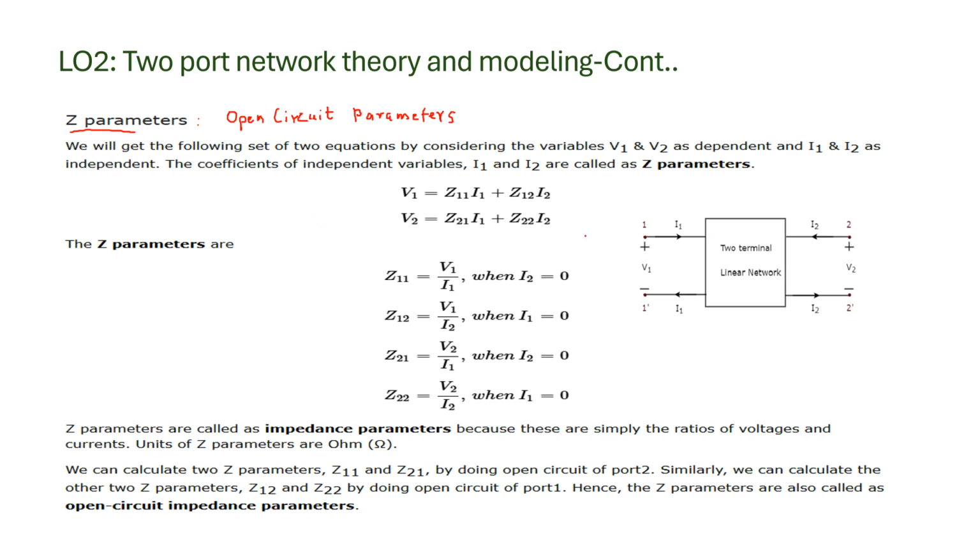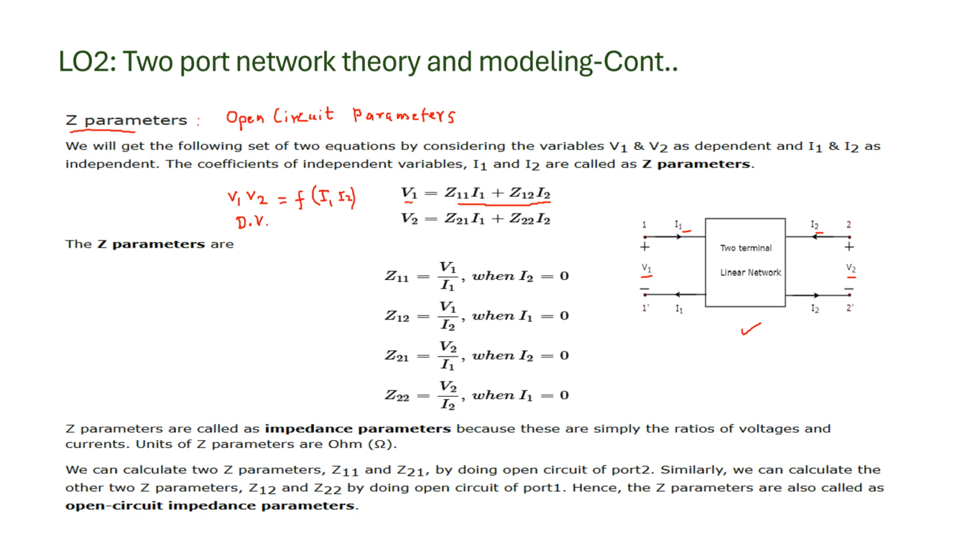Now, as already told, suppose this is the schematic of the two-port network. We have voltage V1, current I1, voltage V2, and current I2. As I told earlier, V1, V2 we are selecting as dependent variables, written as a function of I1 and I2. So this is the first equation we get: V1 is equal to Z11 I1 plus Z12 I2.